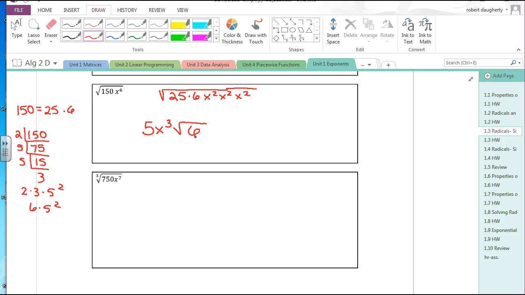Okay, I think I'm talking fast. I'm going fast. Is that right? It's 5x cubed. So one thing, you've got to be careful. That's 5x cubed and the square root of 6. Maybe leave a little space, because sometimes the danger is making that look like a cube root. Okay, so it's 5x cubed times the square root of 6. Okay.